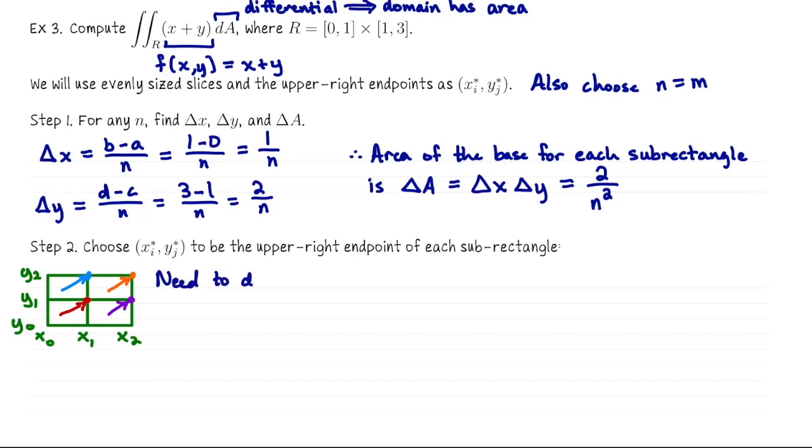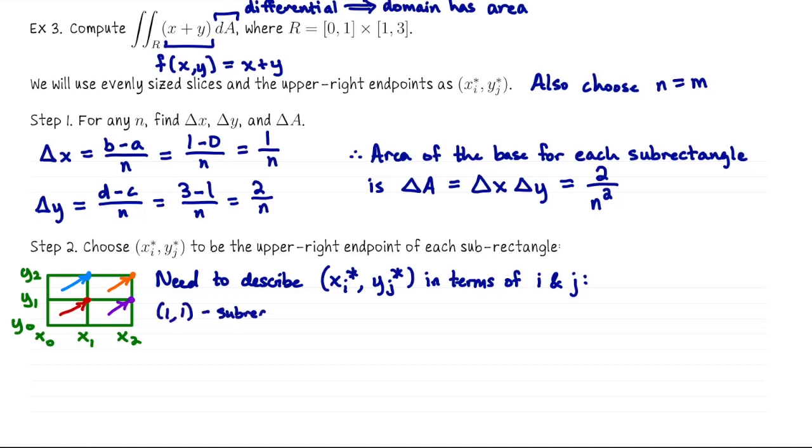We need to be able to describe x_i star, y_j star in terms of i and j, because we're going to index over i and j. So for the 1, 1 rectangle, i equals 1, j equals 1, notice the point was x1, y1. Let's see if that holds in general. So if I come up to the 1, 2 subrectangle, the upper right corner is x1, y2. If I come to the 2, 1 subrectangle, the upper right corner is x2, y1. And in the 2, 2 subrectangle, the upper right corner is x2, y2. So that works out.